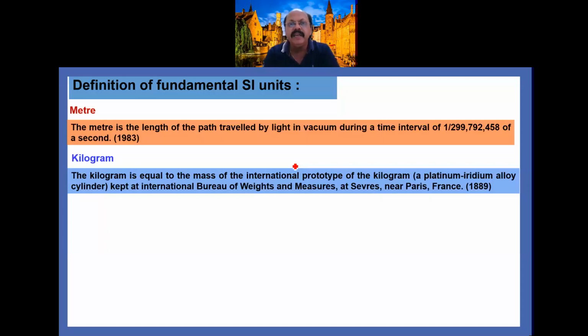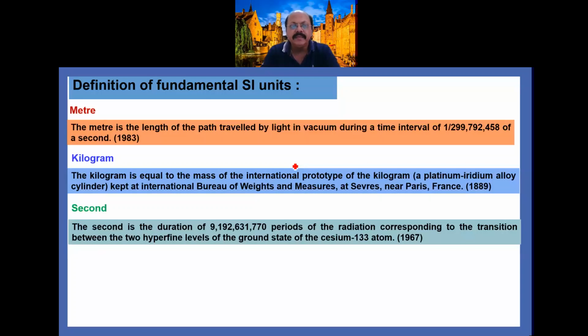Means a platinum iridium alloy cylinder was kept in the International Bureau of Weights and Measures, that is in France, and this cylinder is of 1 kg, and that definition is known as 1 kilogram, and the mass of that platinum iridium cylinder basically is equal to 1 kilogram. But now this definition has been changed. Now in place of the kilogram we have to use the Kibble balance.